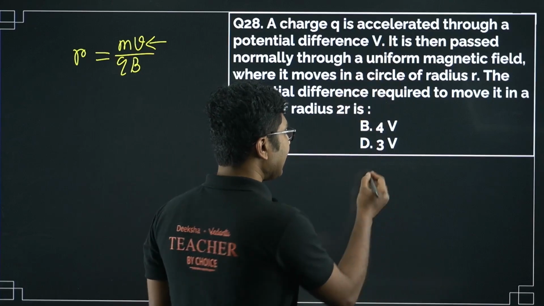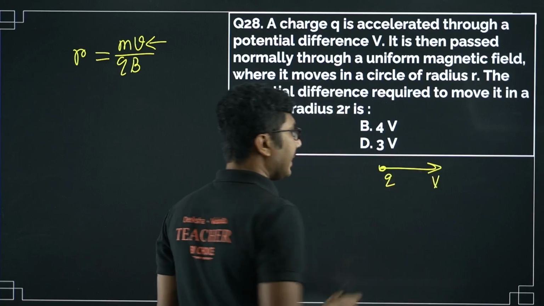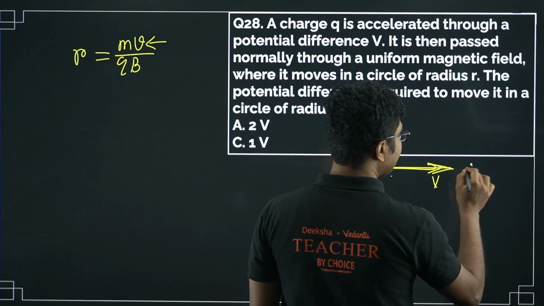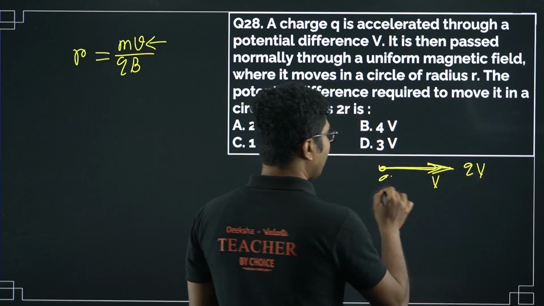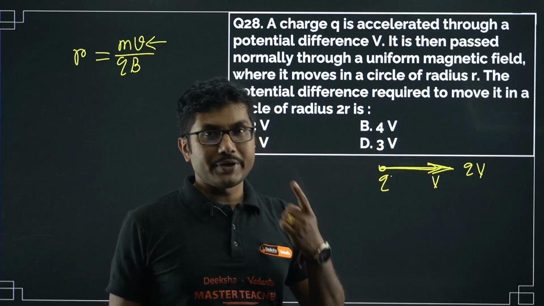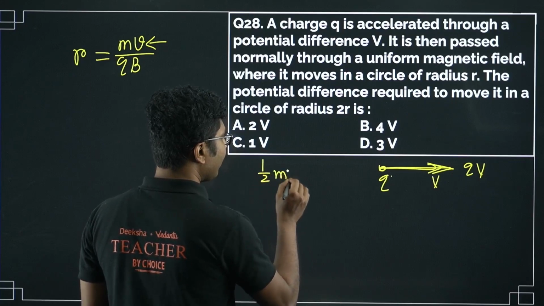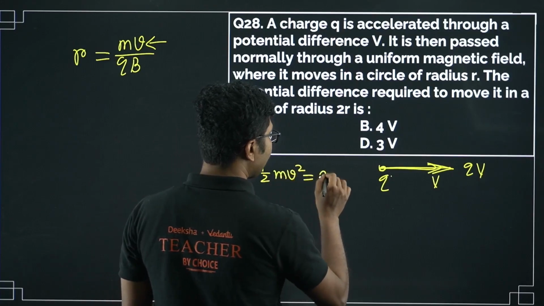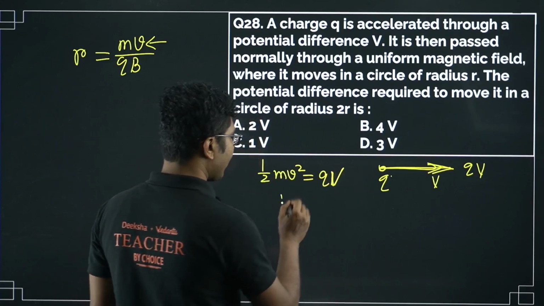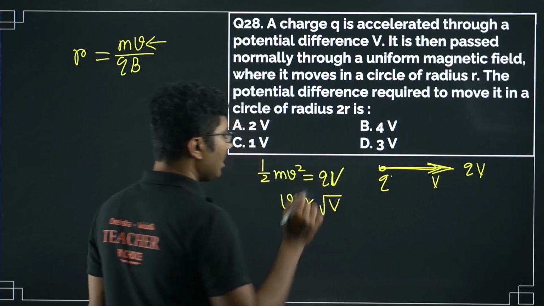If you accelerate a charge through a potential V, then it gains an energy, once it is coming out of the potential, of q into V. Now in this case what type of energy is it gaining? It can gain only one type of energy, that is kinetic energy. So what is the formula for kinetic energy? Half mv square equals q into V. This V is the voltage. So from there we can say that velocity is proportional to square root of the voltage.